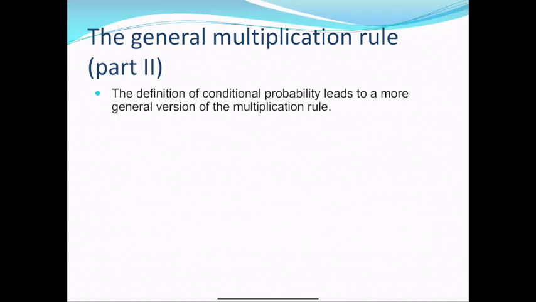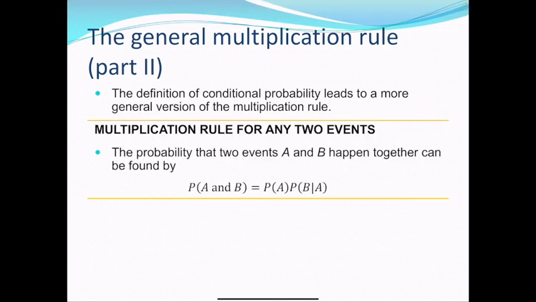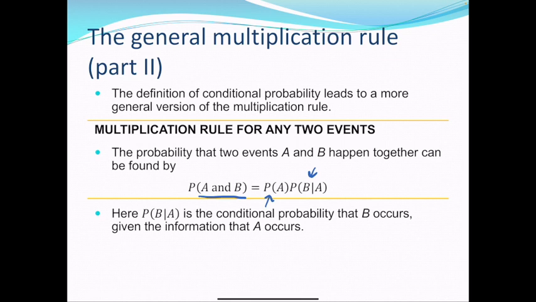So the definition is this. The probability that two events A and B happen together can be found by the probability of A times the probability of B given A. So here, the probability of B given A is the probability that B occurs given the information that A occurs, right?